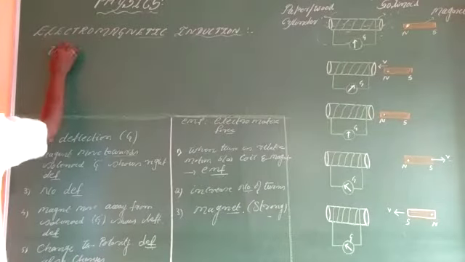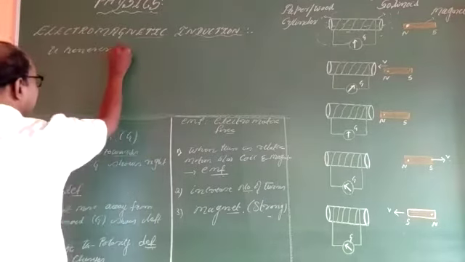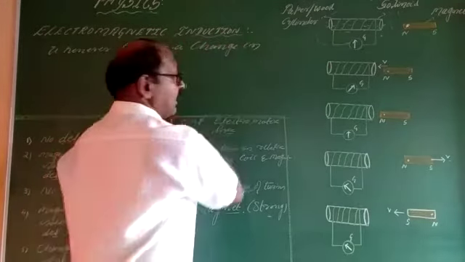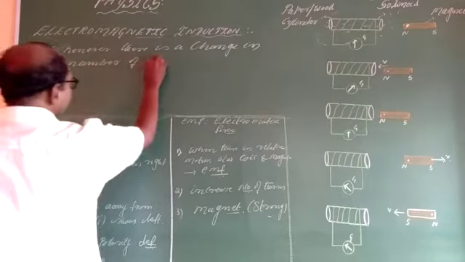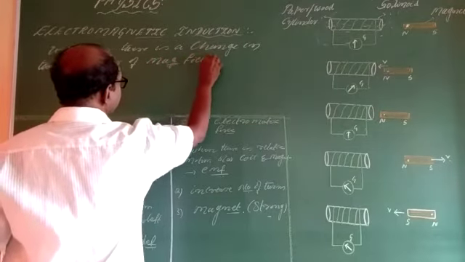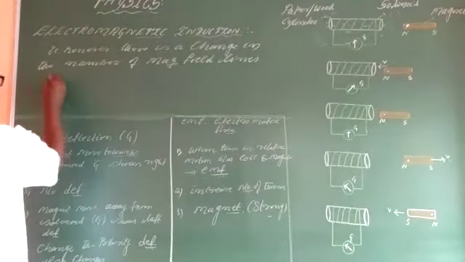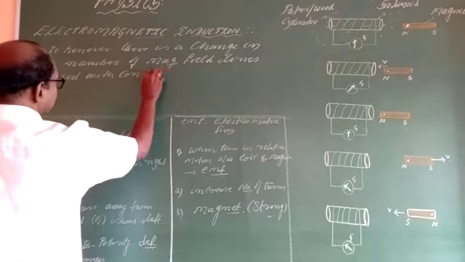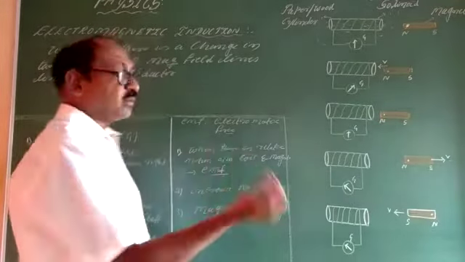Whenever there is a change in the number of magnetic field lines linked with a conductor, which produces an EMF, an EMF is developed.